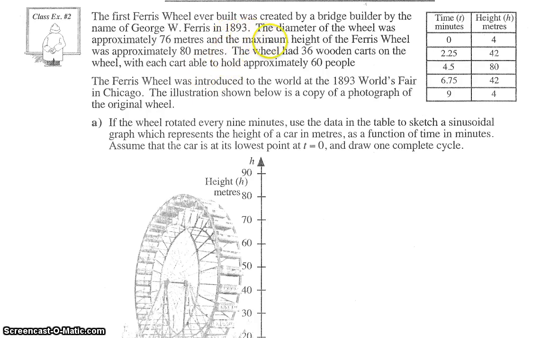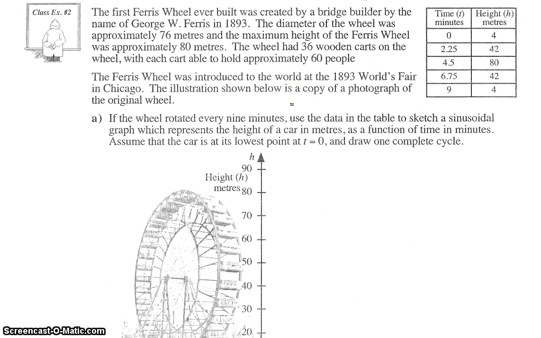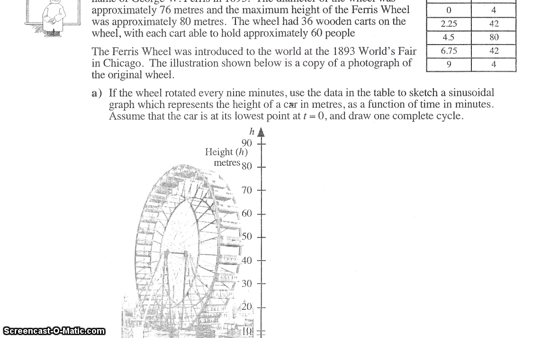In 1893. Okay, now the wheel had 36 wooden carts. See these carts down here? And each of those carts held 60 people. So you know what that means? If this was fully loaded, there would be 2,160 people on this Ferris wheel. Crazy, in 1893. It's amazing what they could do back then. Okay, so the Ferris wheel was introduced to the world at the 1893 World's Fair in Chicago. Very cool. Okay, so that being said, we now have to kind of draw it.